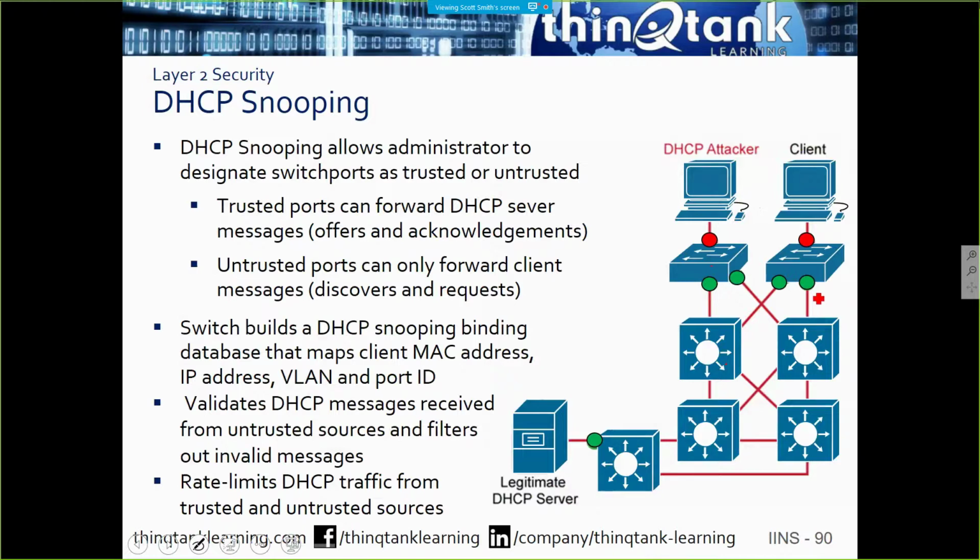Now, the one thing that allows us to protect against starvation attacks is the ability to also rate limit the amount of DHCP traffic that's allowed on an interface. So rate limiting is something that we can do in conjunction with the configuration of DHCP snooping.